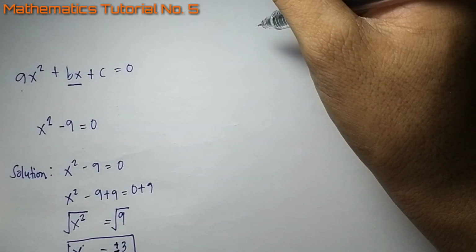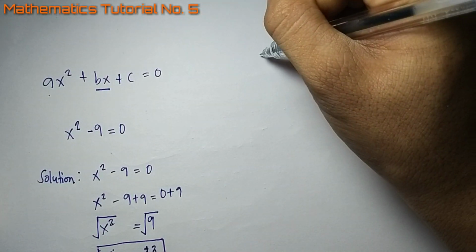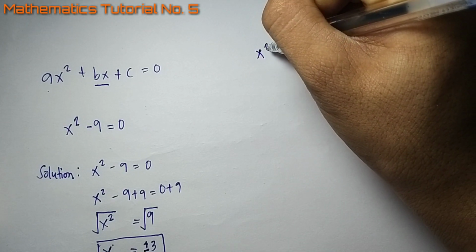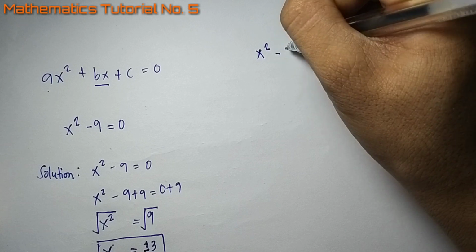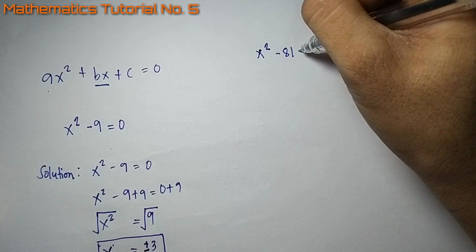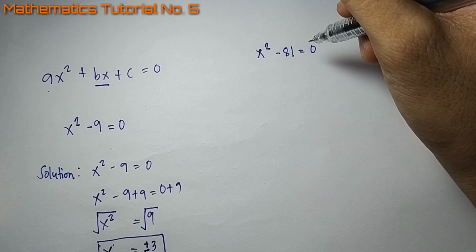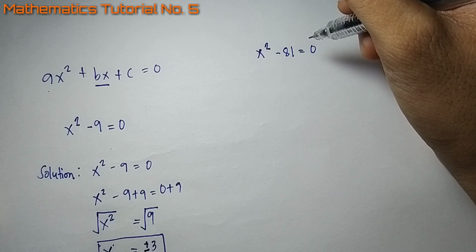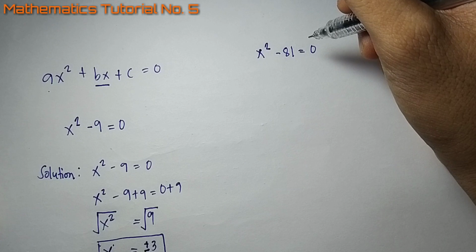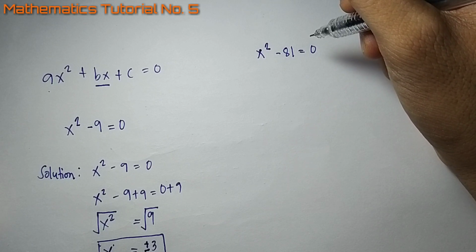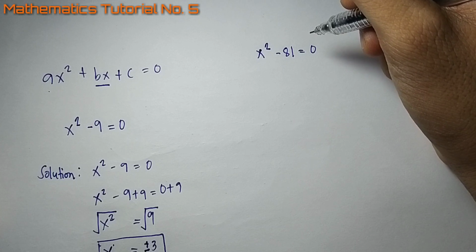Okay, let's have another example. Let's have x squared minus 81 is equal to 0. So again, we're going to use the extracting the square root method. So we are going to extract the square roots of both sides of our expression.